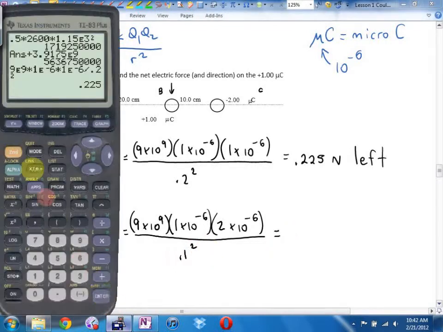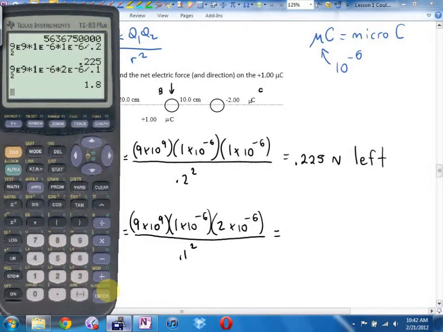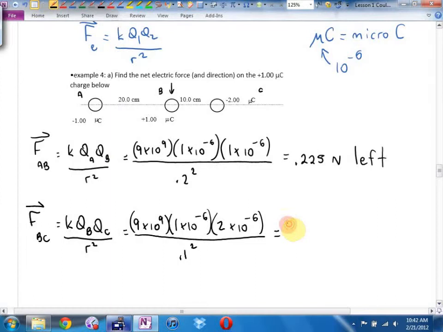Okay. I can use almost the same numbers, but I'm going to change that to a 2 and that to a 1. And I get 1.8 newtons. What direction? This middle charge, positive or negative? This right-hand charge, charge C, negative or positive? Unlike or like? Unlike, repel or attract? So this is going to tug this guy in which direction, left or right?